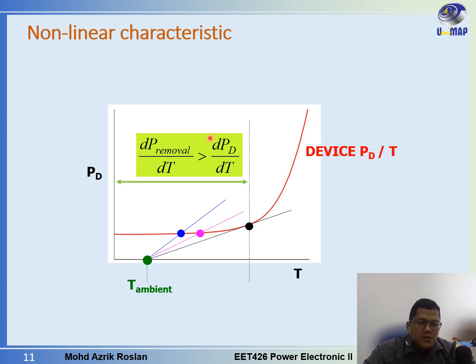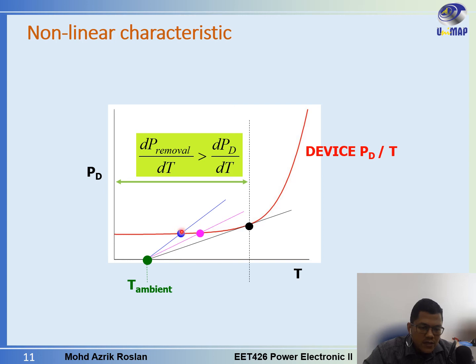Okay, so that's what it means by the dPd over dT. And then the slope here is the dP removal over dT. So if you have a point in this region, it means that the dP removal over dT will be higher than the dPd over dT. Okay, we take one example.